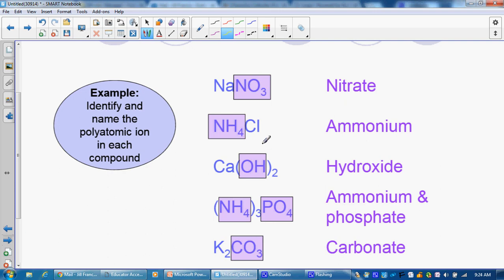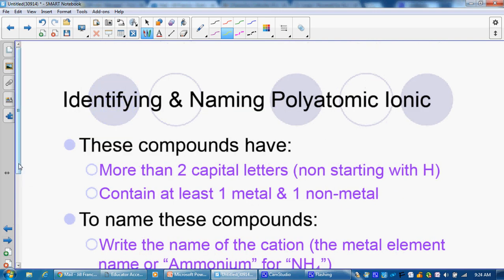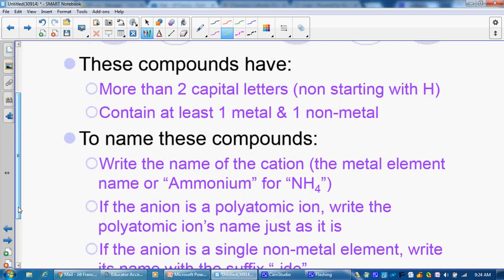Okay, so really all you have to do with these is find them on your polyatomic ion chart and then name them. Okay, so how do we identify these types of compounds? There's going to be more than 2 capital letters. So there's going to be at least 3 different elements. Metal and a nonmetal at least.